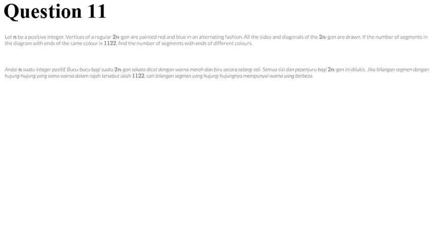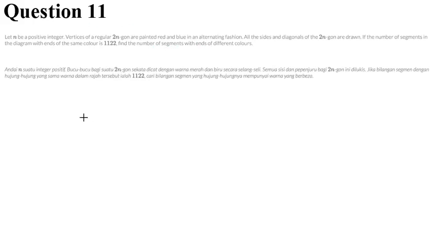In the order of my PDF, question number 11: let n be a positive integer. Vertices of a regular 2n-gon are painted red and blue in an alternating fashion. All the sides and diagonals of the 2n-gon are drawn. If the number of segments in the diagram with ends of the same color is 1122, find the number of segments with ends of different colors.